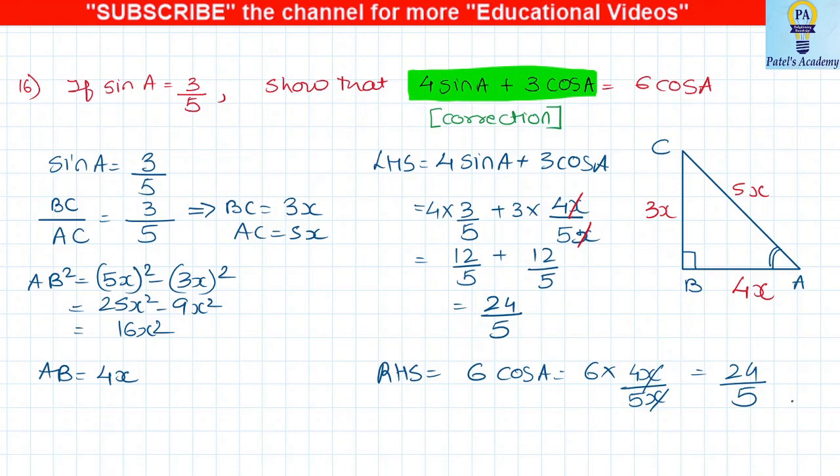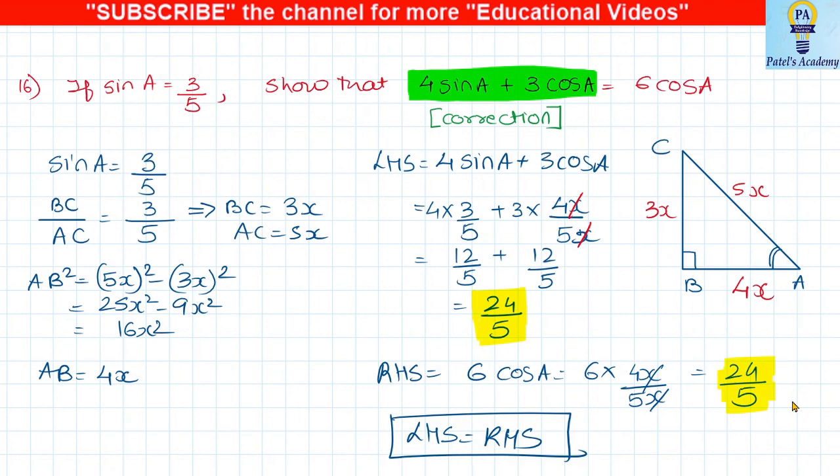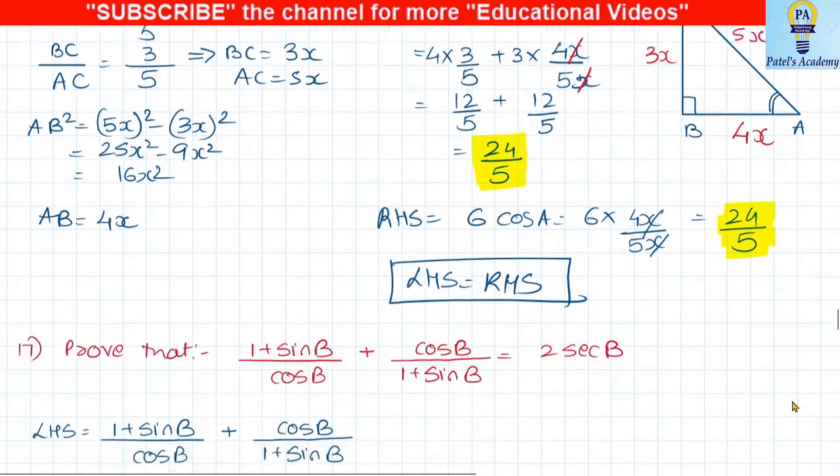Okay, so now see what we got. We got LHS as 24 upon 5. We got RHS also as 24 upon 5. So with this we can say that LHS is equal to RHS. Okay, so that was a small correction in the question bank. Okay, so let's see the next one, the 17th one.